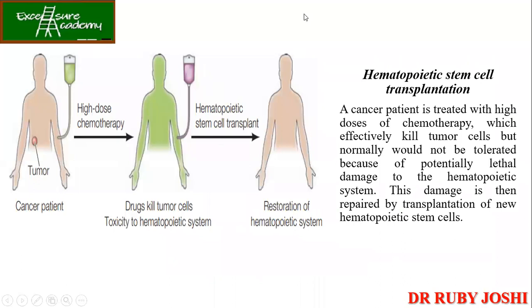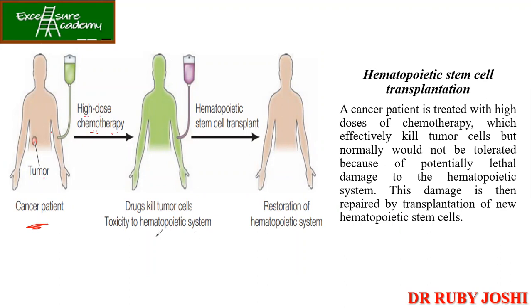See, what we are saying here is in these hematopoietic stem cell transplantations, here is your cancer patient, the tumor or any kind of cancer is there, so you're giving a high dose of chemotherapy. So what will happen in this case? This high dose of chemotherapy not only kills the cancer cells, but also the normal system. So the drugs are killing the tumor cells as well as being toxic to the hematopoietic system.